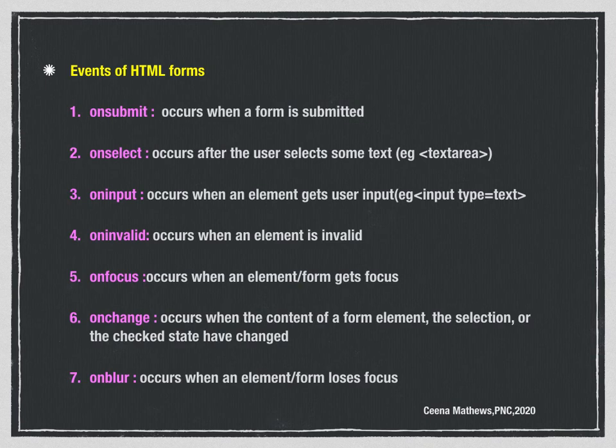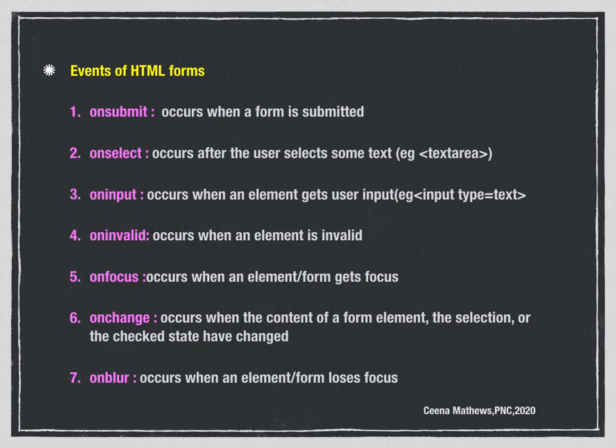Next one is on input. This occurs when an element gets user input. That is when the user inputs some value into the text field. That is the text field corresponding to input type equal to text. Then this event is triggered.